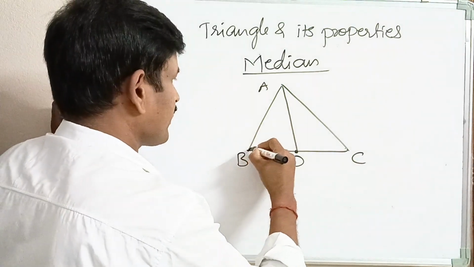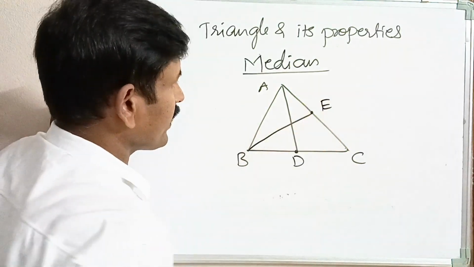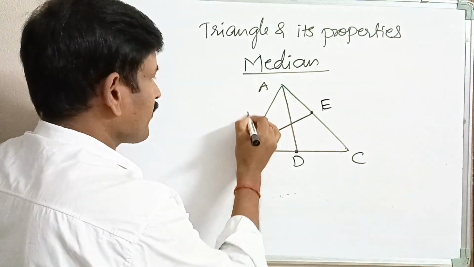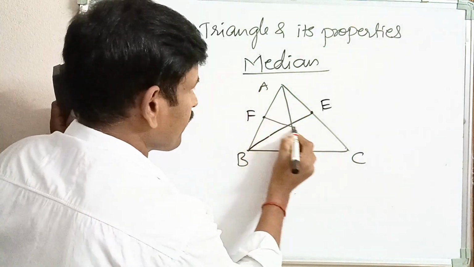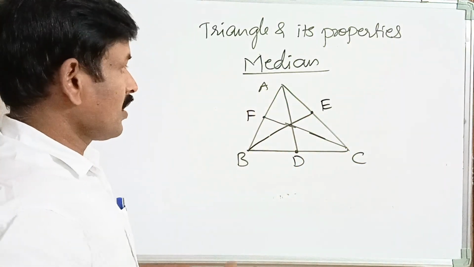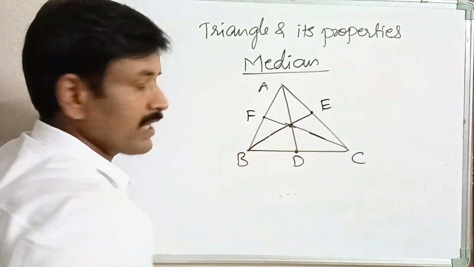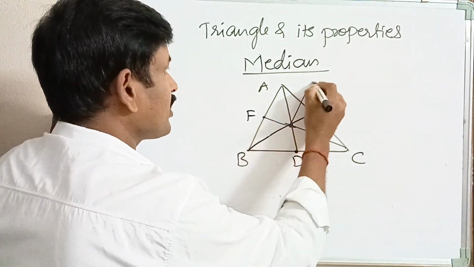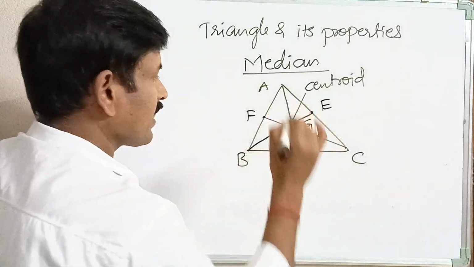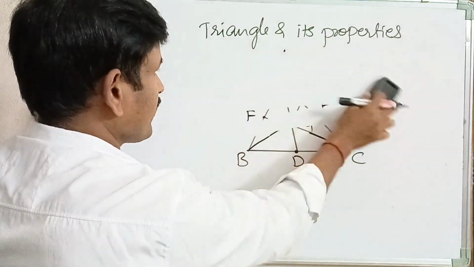Here, from vertex B, we can draw another median. Now name this midpoint as E. E is the midpoint of AC and F is the midpoint of AB. Now join F and C. A triangle has three medians. All these three medians intersect each other at a point in the interior of the triangle, called the centroid. The point of concurrency is called the centroid and it is denoted by capital G. And this is the median of a triangle.